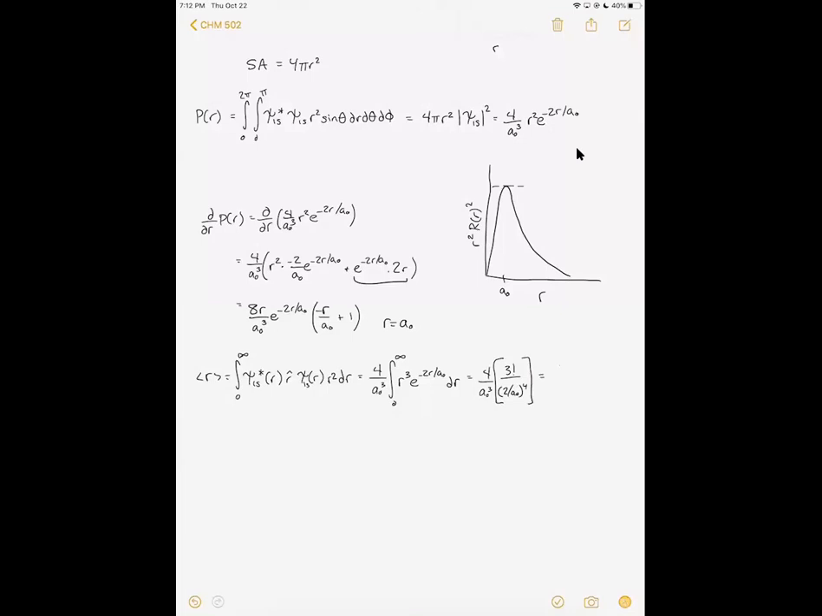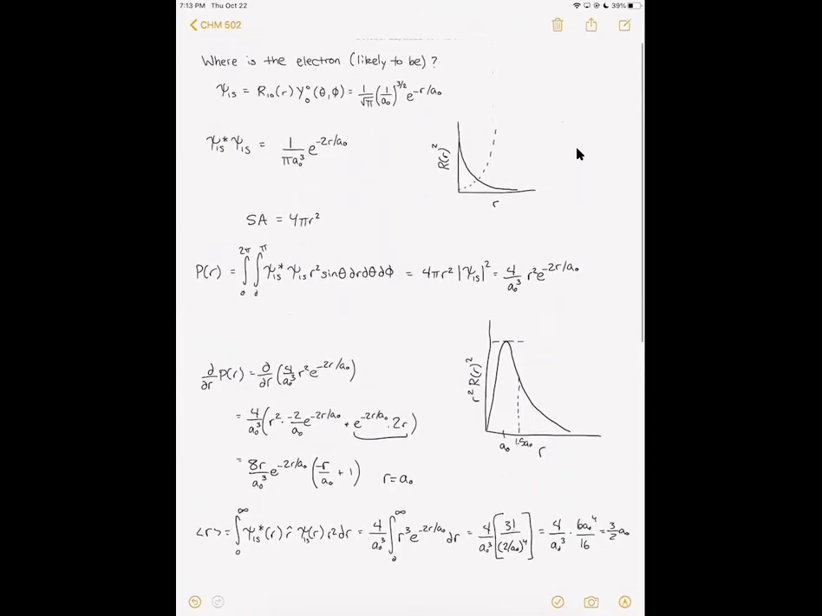And you go through and solve this again. We can simplify this. We get 4 over a naught cubed times 6 a naught to the 4th over 16. And with a little bit of condensing here, we can realize that this is 3/2 a naught. So on average, we would expect to find our electron at 1.5 a naught, even though the most probable value is a naught.